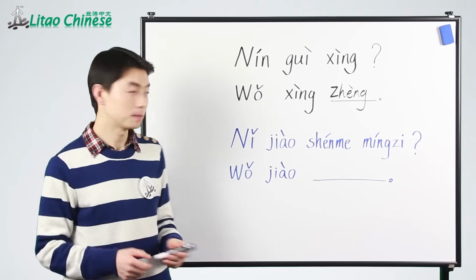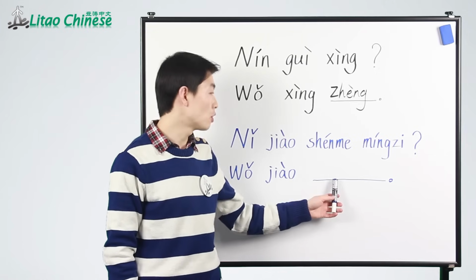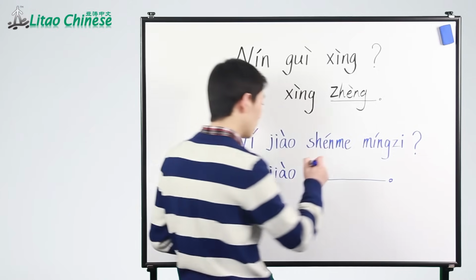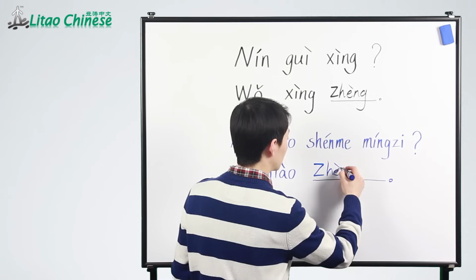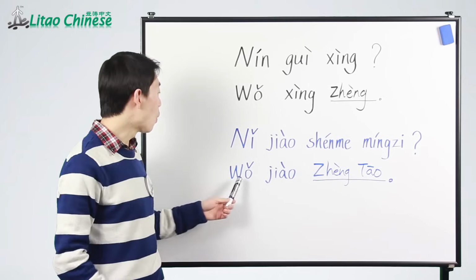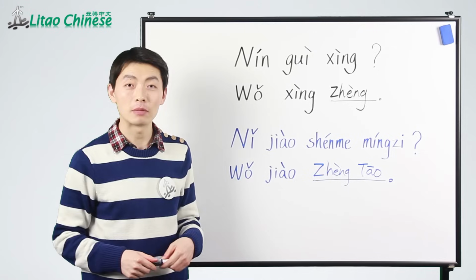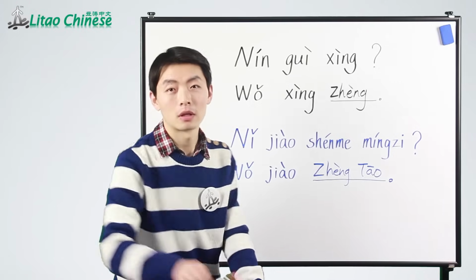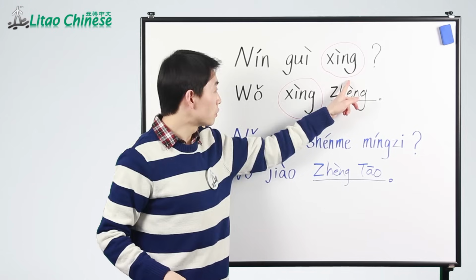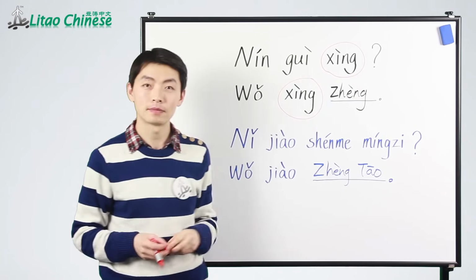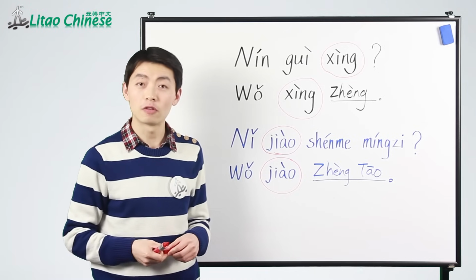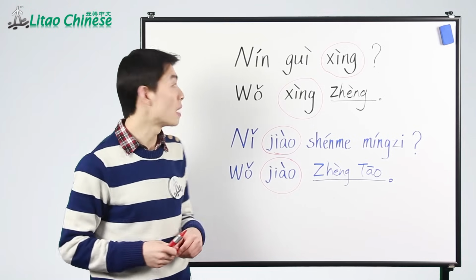When you answer, you should say 我叫 and add your full name or first name here. For example, my full name is Zheng Tao. The whole answer is 我叫郑涛. My full name is 郑涛. Remember, we use the verb 姓 to ask for or introduce someone's family name. And we use the verb 叫 for the full name or first name. Be careful not to mix them up.